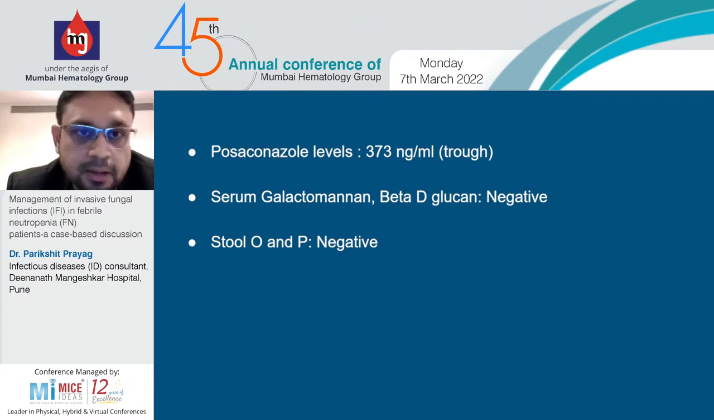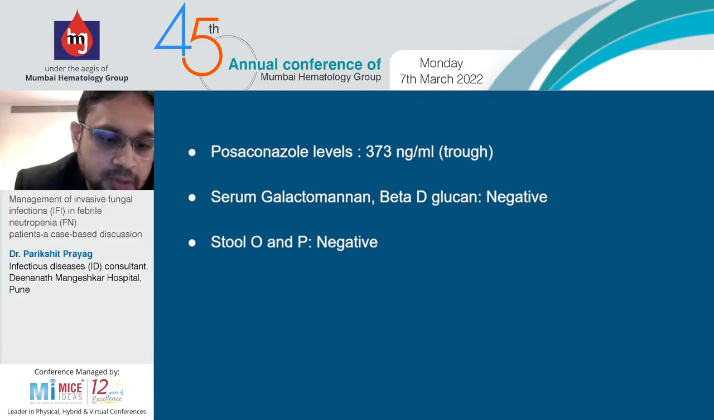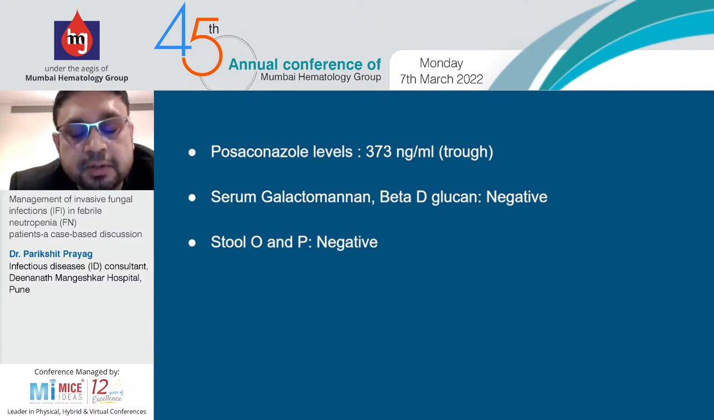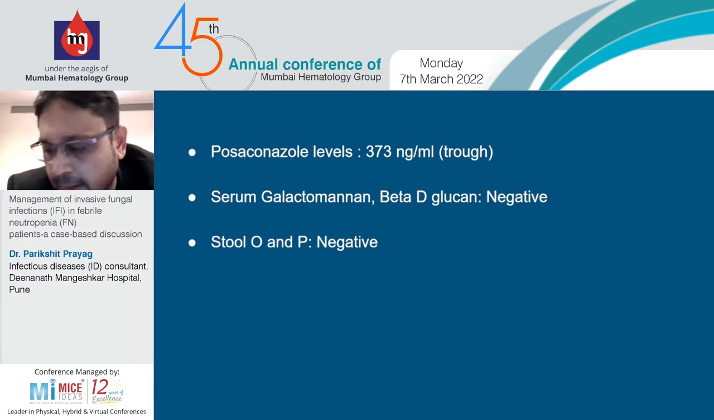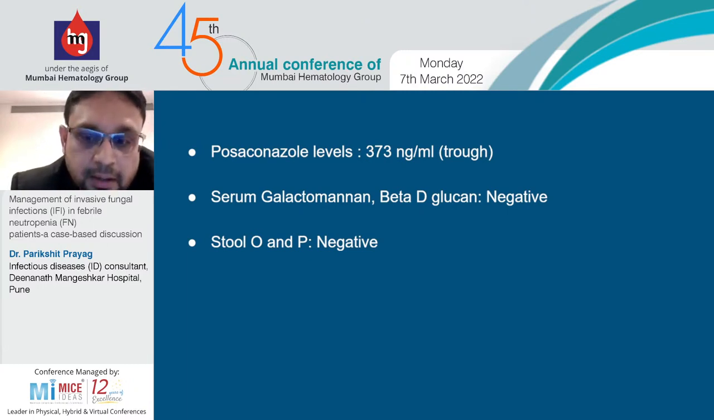Now, this gentleman has just undergone his induction chemotherapy for AML. So as is often the protocol, he is placed on posaconazole prophylaxis. And when we get his posaconazole levels, his levels are 0.3 or 373 nanograms. So that is on the lower side, and you would be unhappy if you see these levels. In the prophylactic setting, you would want levels of at least 0.7 or 700 nanograms. And in the therapeutic setting for aspergillus, you would want levels of at least 1.2 to 1.5. For mucor, depending on the species, you would even want higher levels.